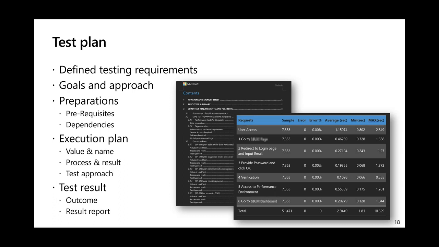So the test plan format very much depends on your situation and your needs, but we should include those 5 big topics in the test plan. The picture I'm showing is an example of the table of contents in my test plan, and also the expected testing result captured in the result report for reference.